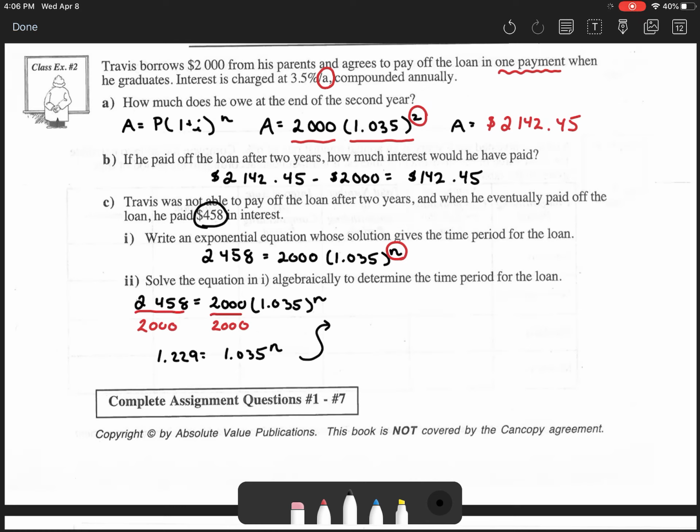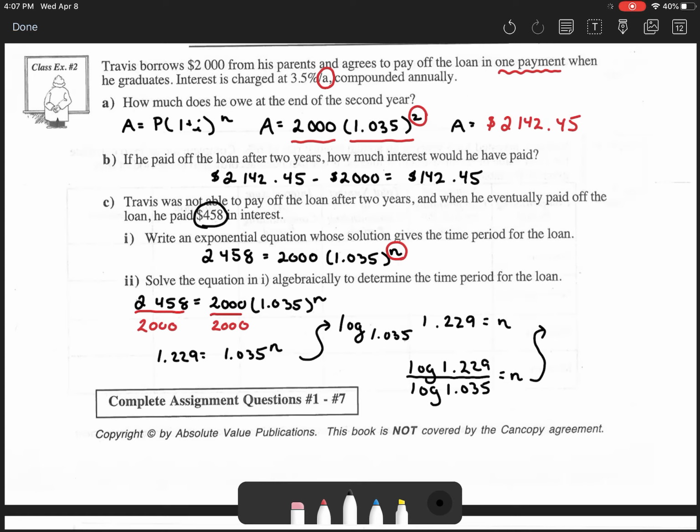I am now going to convert that exponential equation to a log equation. So we remember how to go back and forth between exponential and log functions. If I write this as a log equation, it's going to be log base 1.035 of 1.229 equals n. The reason I want to write it that way is because now I can use change of base to use my calculator to help me calculate this. So it would be the log of 1.229 all over the log of 1.035, and that will give me my value of n.